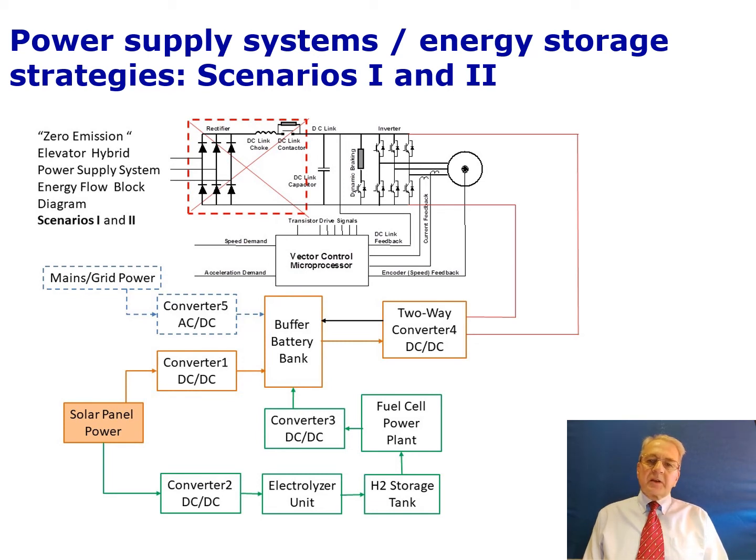The excess sun energy during high radiation periods is converted into hydrogen through water electrolysis. Hydrogen is stored in pressurized tanks and then converted back to electricity in the fuel cell at the low irradiation periods. So the green system consists of converter 2, electrolyzer unit, hydrogen storage tank, fuel cell power plant, and converter 3, which feeds energy to buffer battery bank.